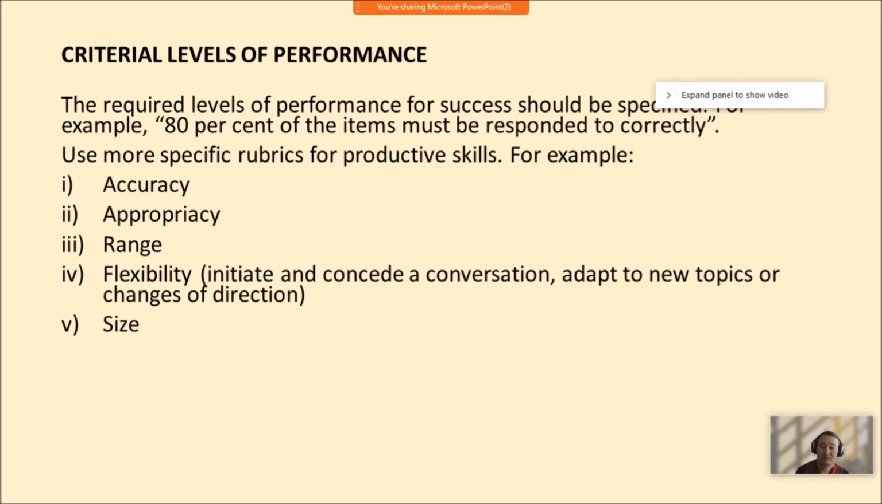Use more specific rubrics for productive skills. This is speaking, for example, or it might be writing as well. Accuracy, appropriacy, range. Range means how rich the language is in terms of vocabulary or in terms of grammar. Flexibility, initiate and concede the conversation. So this is for the speaking part. The student can start the conversation, or adapt to new topics and changes of direction easily. And size, the answers should be long enough. It shouldn't be only yes, no, thank you. The answer should be long.